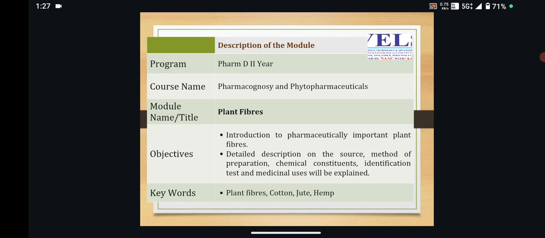The objectives of the present slide: introduction to pharmaceutically important plant fibers, detailed description about the source, chemical constituents and chemical properties, preparation of the fibers, and examples of the fibers: plant fibers, cotton, jute, hemp.